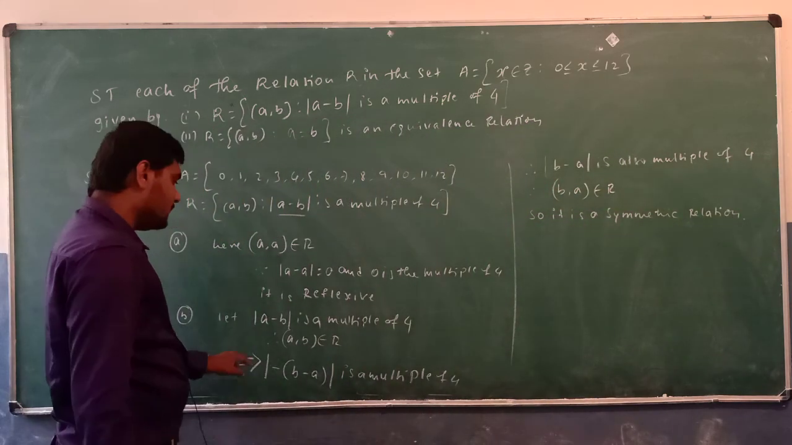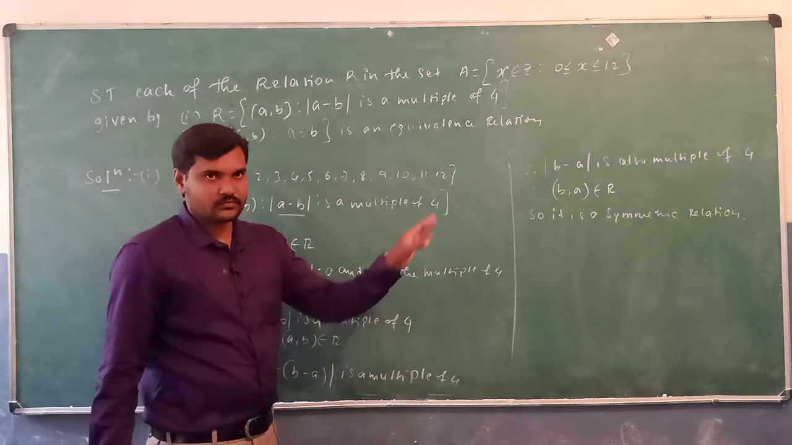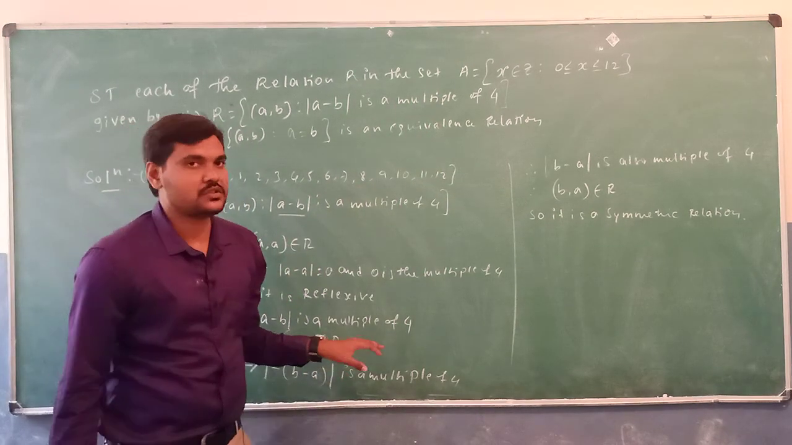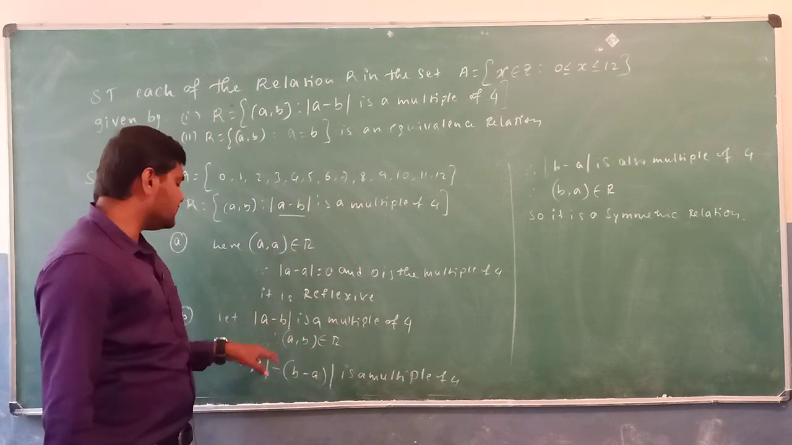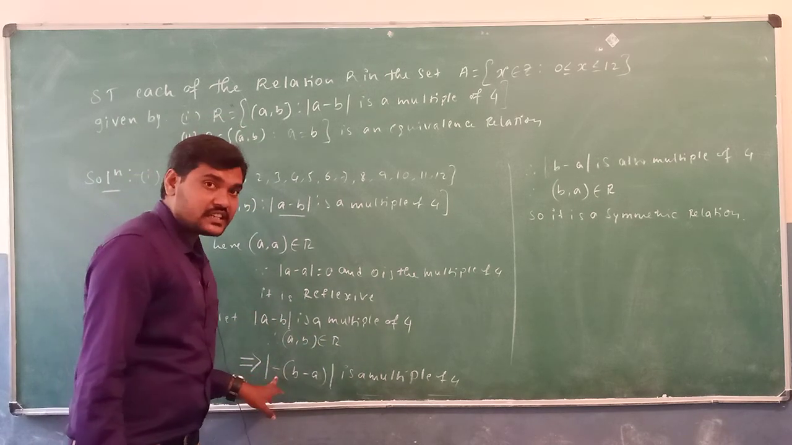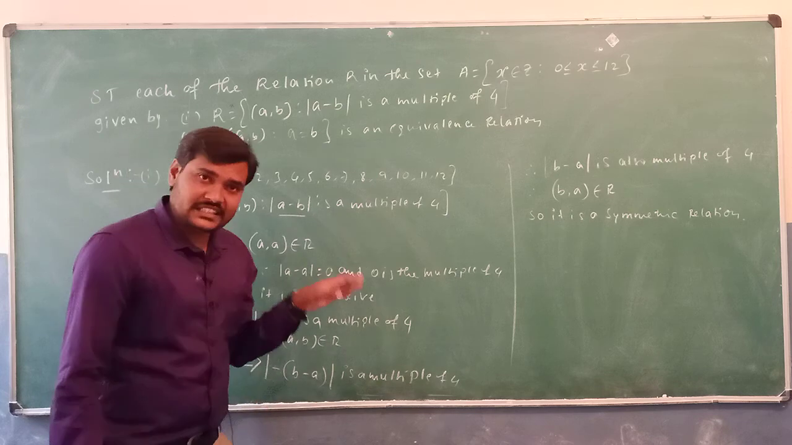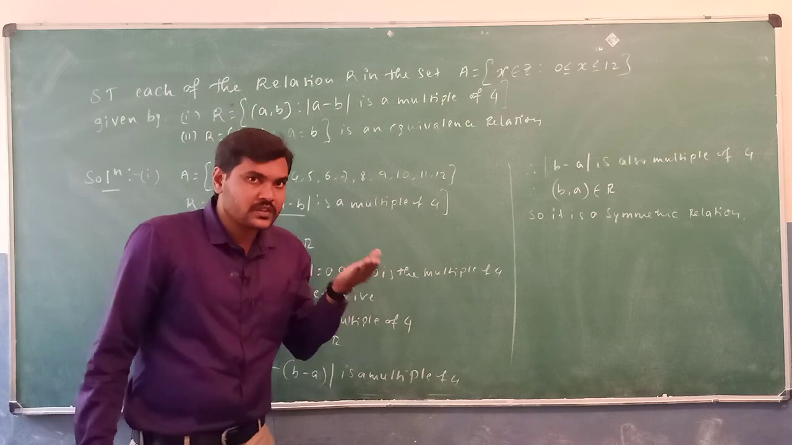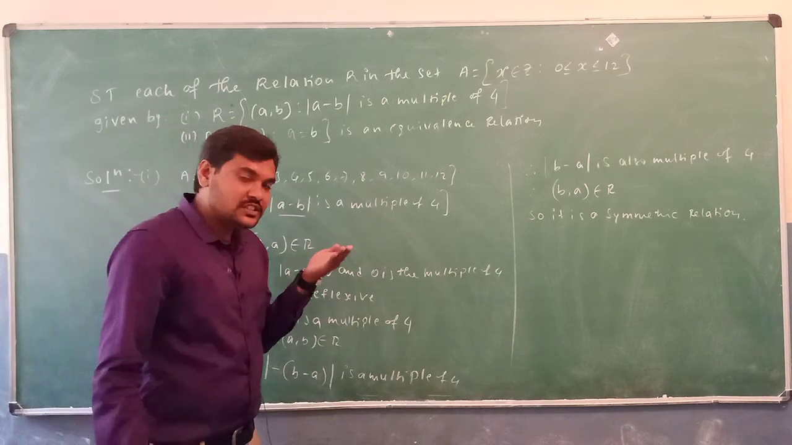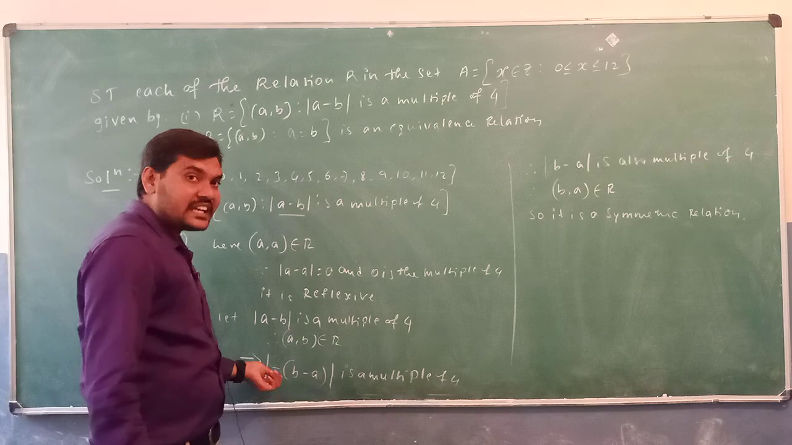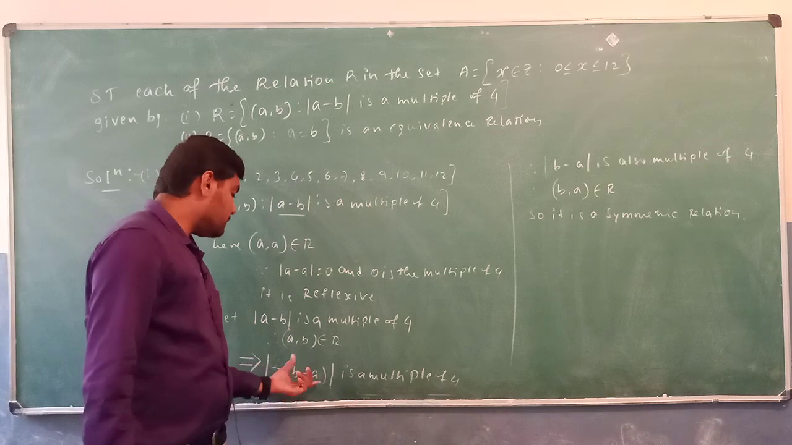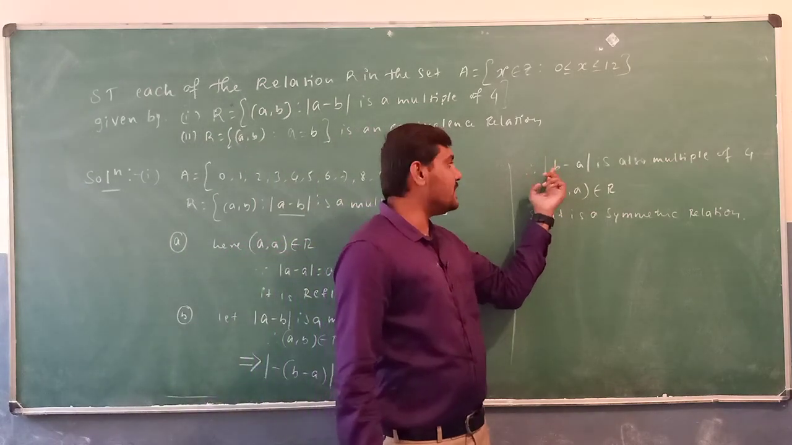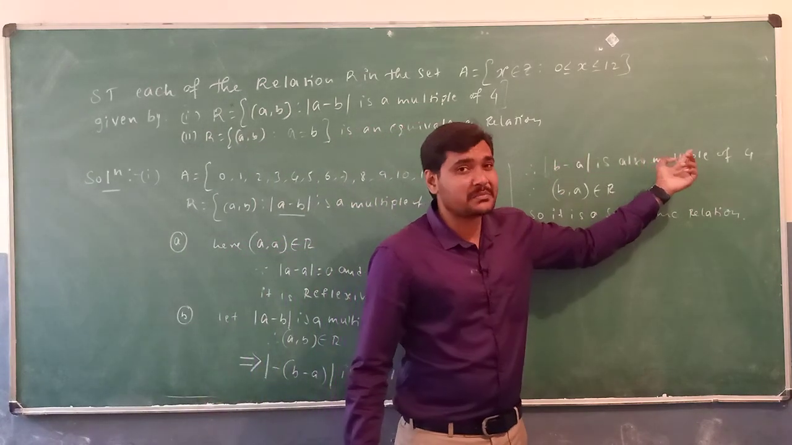Try to observe here. A minus B is a multiple of 4 because already they have given in the relation such that A comma B belongs to R. So according to that, I am taking just the negative side here. Under the modulus, negative or positive, the answer is going to be a positive number, or positive integer. So similarly, if I take the negative side here, it's going to be B minus A under the modulus, and then the negative side becomes the positive side. So B minus A is also again a multiple of 4.